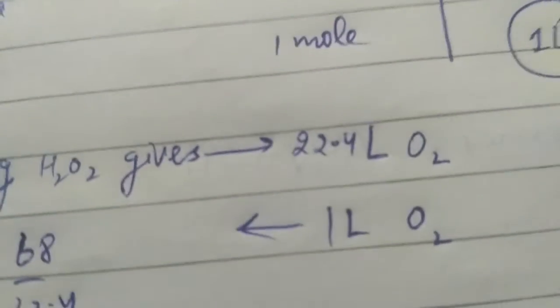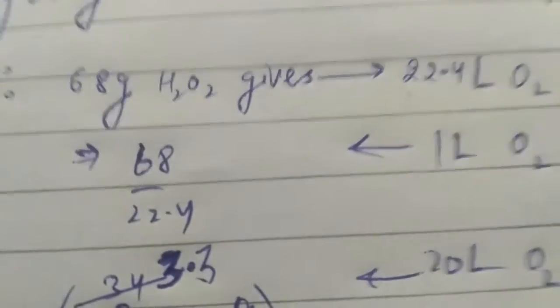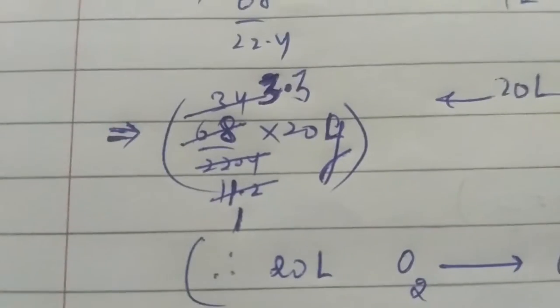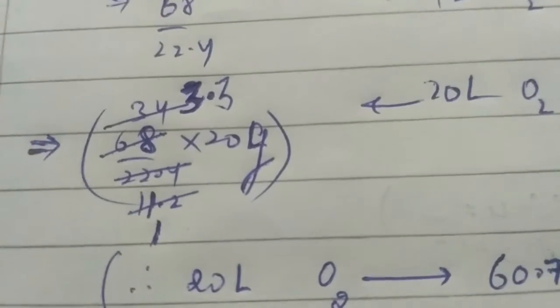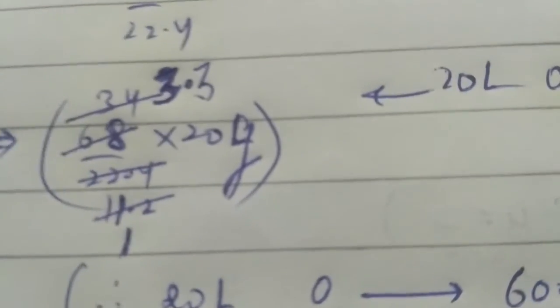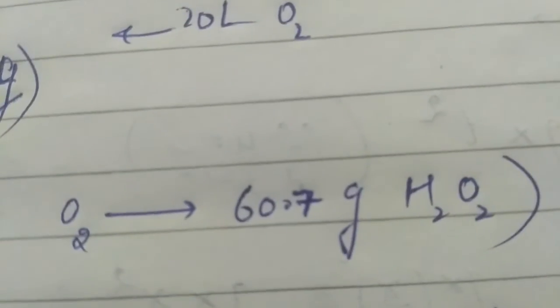Now for 1 liter of O2, 22.4 will go down, so it will be 68 upon 22.4. Now we have 20 liters of O2 in the question. So 20 liters will give 68 upon 22.4 into 20. I haven't used a calculator for this because I don't think there is a need for such a simple calculation. So it will be approximately, and my answer came 60.7. So 20 liters of O2 gives 60.7.